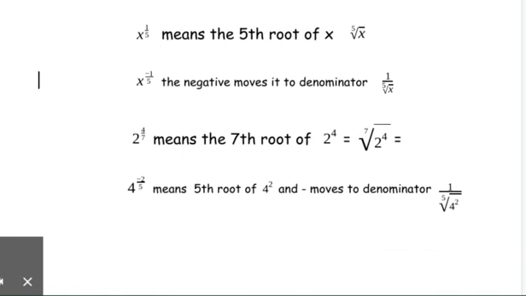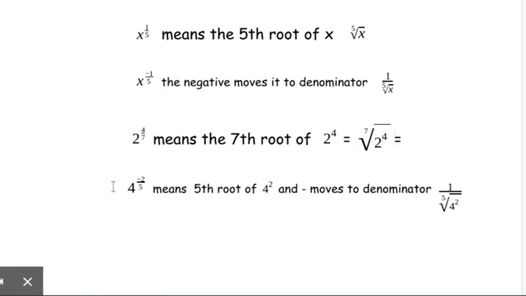Those examples were a little easier because they had a numerator of 1. What if we have a numerator that's not a 1? So in this case, we're raising 2 to the 4/7 power. That means that the denominator is 7, so we are finding the 7th root of 2 to the 4th power. My index is 7. My power is 2 to the 4th.